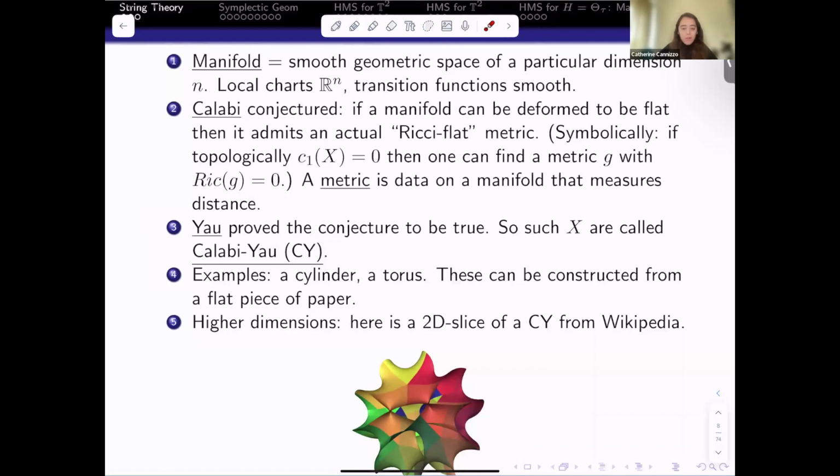Some examples are a cylinder and a torus. We'll look at mirror symmetry for these. This idea of flat means they can be constructed from a piece of paper: you could roll it into a cylinder. Whereas a sphere, you can't do that, and that one's not going to be Calabi-Yau. This is a cool picture from Wikipedia that maybe you have seen before. This is a higher dimensional manifold, and a 2D slice of this Calabi-Yau looks like this.